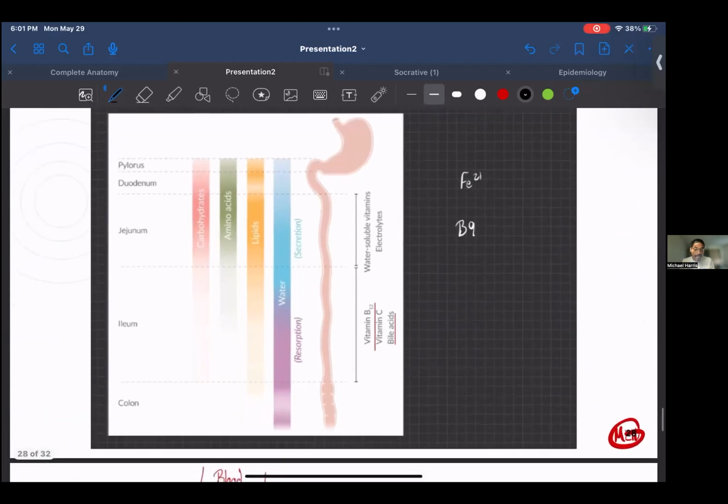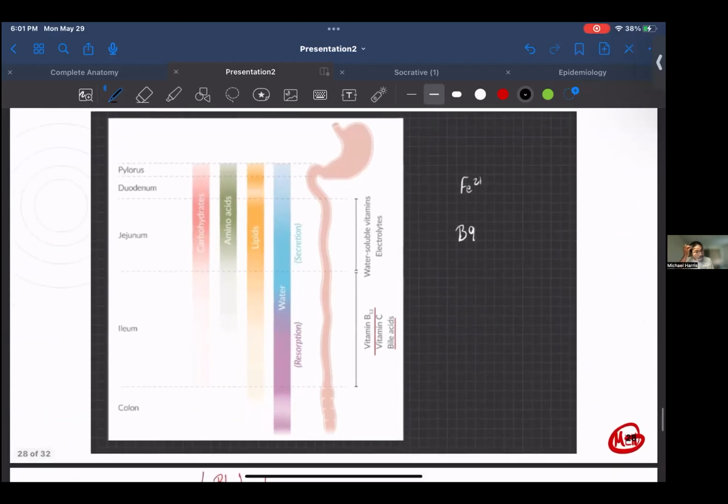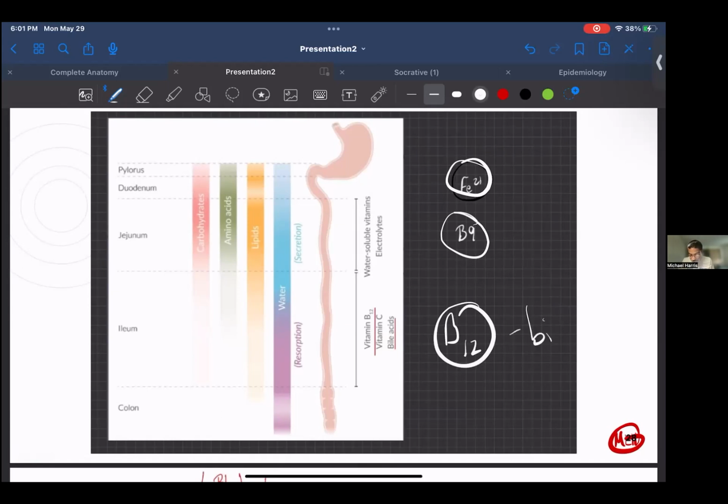Here, pertaining to absorption, iron is absorbed in the duodenum, while B9 is absorbed in the jejunum. B12 is absorbed in the ileum with bile salts. Okay?